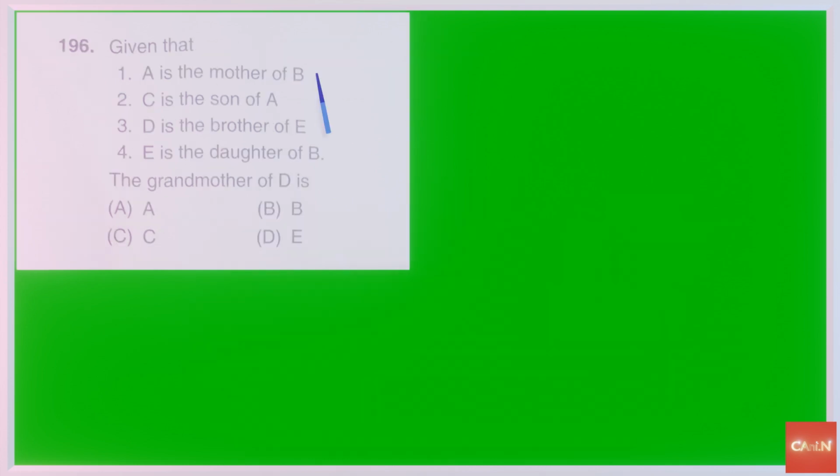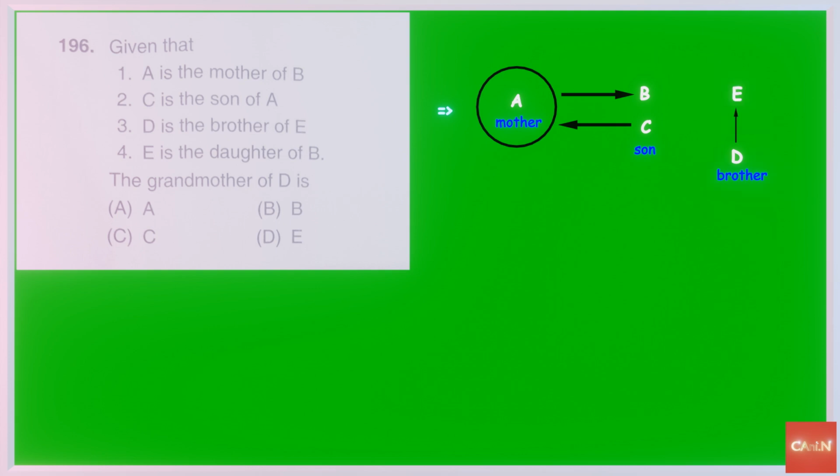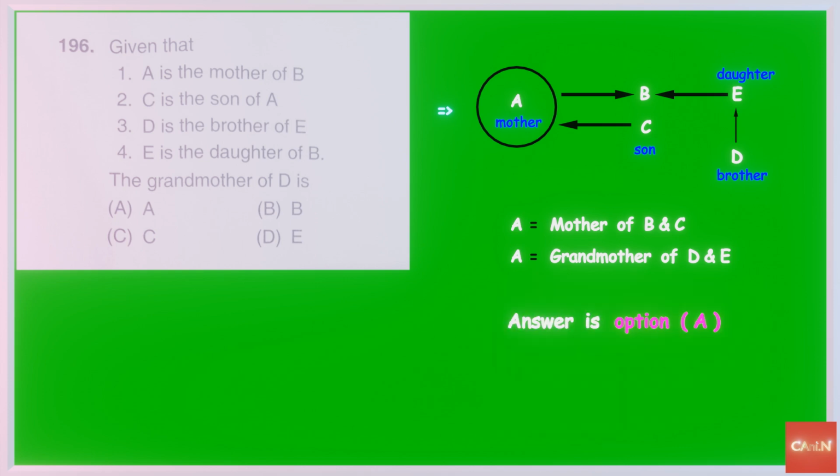Given that A is the mother of B, C is the son of A, D is the brother of E, E is the daughter of B. So, grandmother of D is A. Hence, answer is option A.